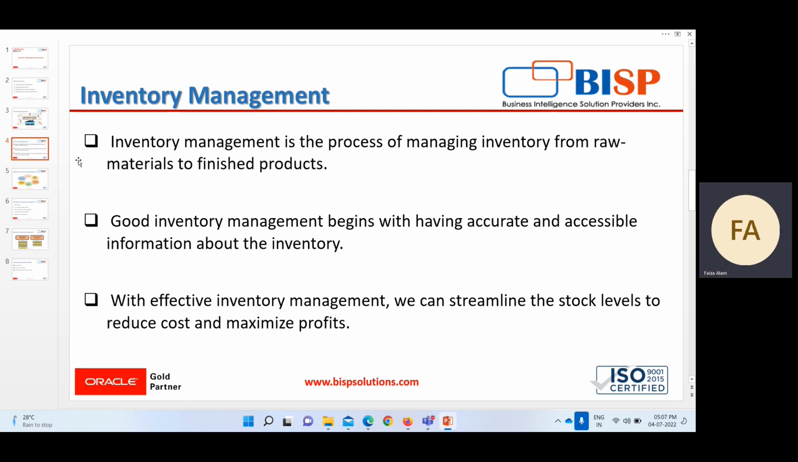With effective inventory management, we can streamline the stock levels to reduce cost and maximize profit. By following various methods and techniques for controlling inventory, we can reduce the cost, and ultimately, when the cost gets reduced, we will have maximum profits. That is the ultimate aim for any business: to lean the cost and to maximize the profit. This aim can be achieved if the inventory is effectively and efficiently managed.